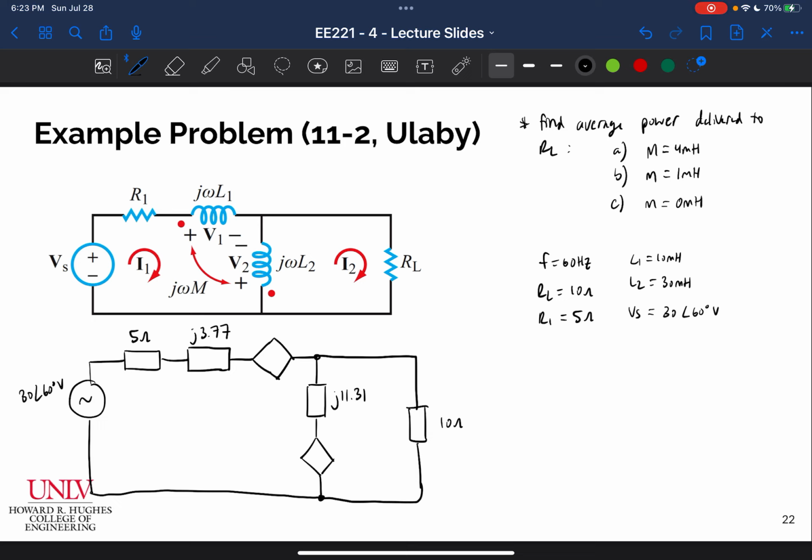Now we need to determine the induced voltage source values and their polarities. Let's keep everything in terms of M, so that when this problem's all said and done, we can just plug in the three values for M. Then we don't need to solve the problem three different times. We can plug in 4 millihenries, 1 millihenry, and 0 and see what the average power is.